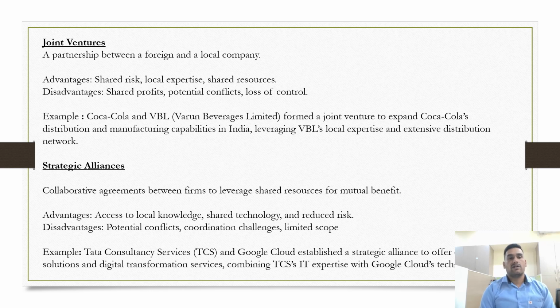After that, strategic alliance: a collaborative agreement between firms to leverage shared resources for mutual benefit. Advantages: access to local knowledge, shared technology and reduced risk. Disadvantages: potential conflict, coordination challenges, limited scope. The main example is Tata Consultancy Services and Google Cloud establishing a strategic alliance to offer digital transformation solutions and services, combining TCS IT expertise with Google Cloud techniques.